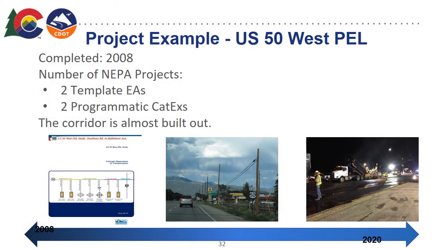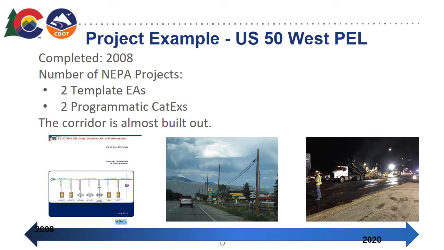So quickly, a couple project examples I wanted to talk about. One is the US 50 West project. This was one of our very first PELs in CDOT that was completed. It was a study that analyzed the US 50 West corridor in Pueblo, which was a 12-mile corridor. Some of the issues were peak hour congestion and crashes resulting from that congestion.